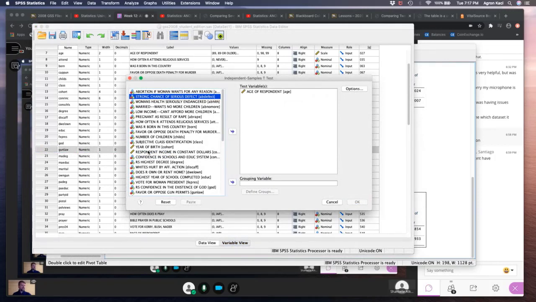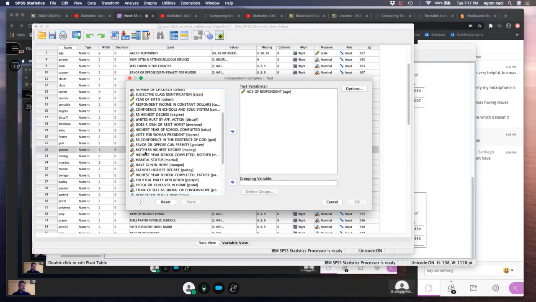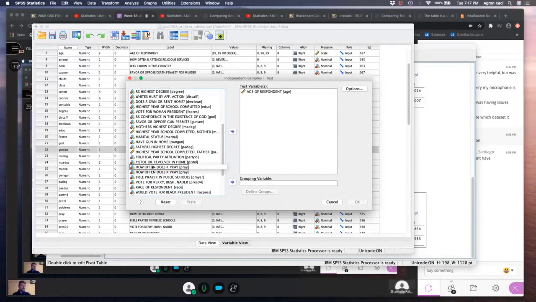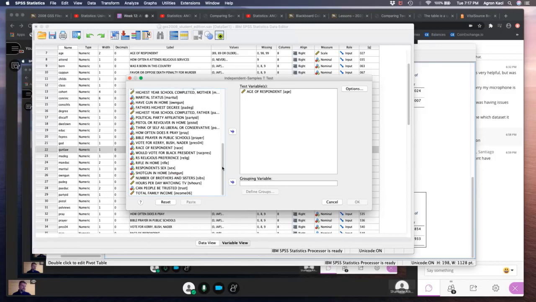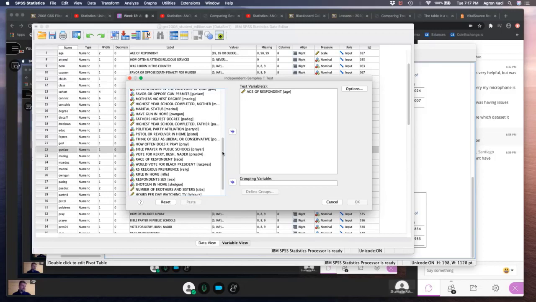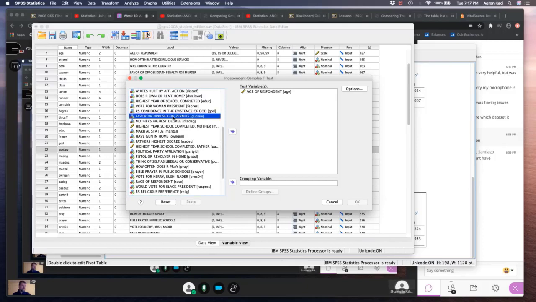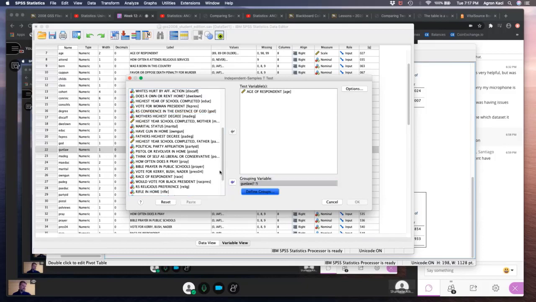Age, where is age? Age of respondent is right here. I already have it. And gun permit. Let's look at that. Not have gun. No. Where was it? Gun permit. Gun law, right here. It should be 1 and 2 again. So let's look at that.